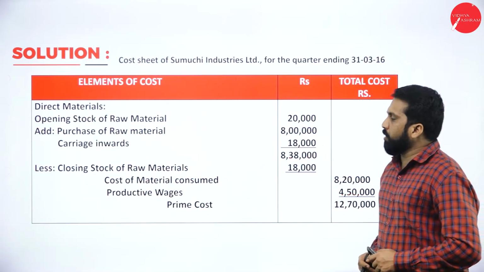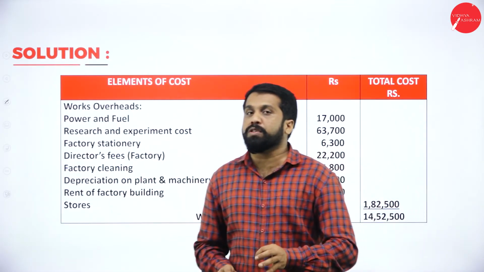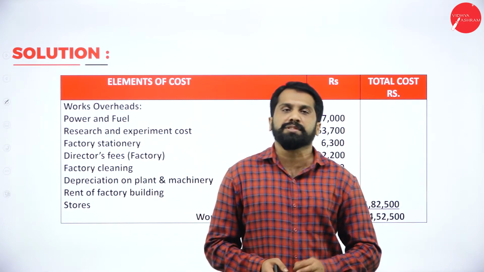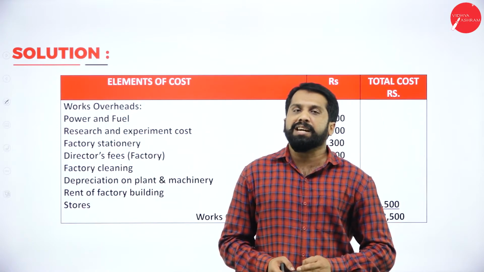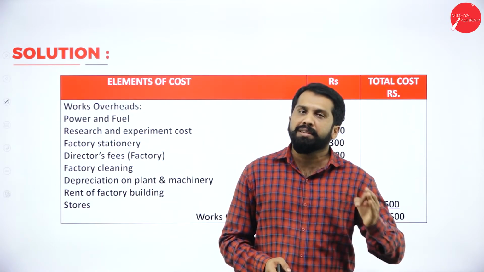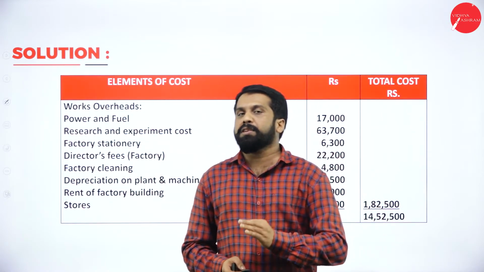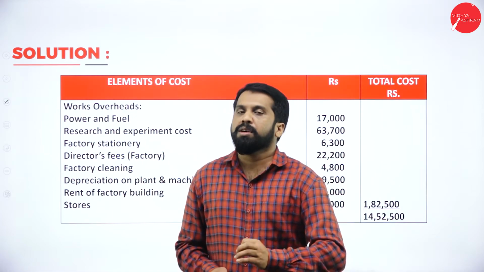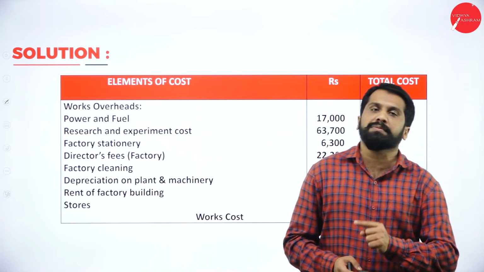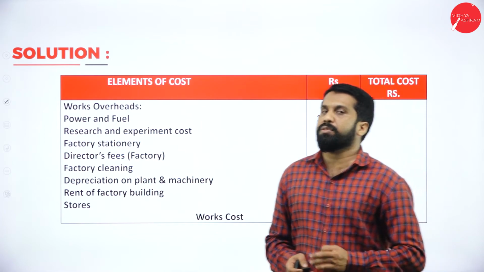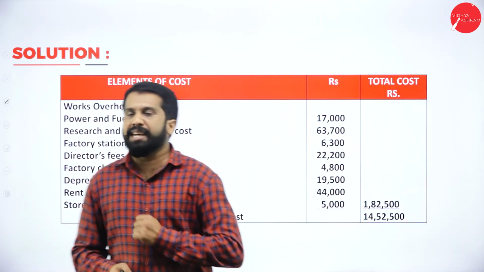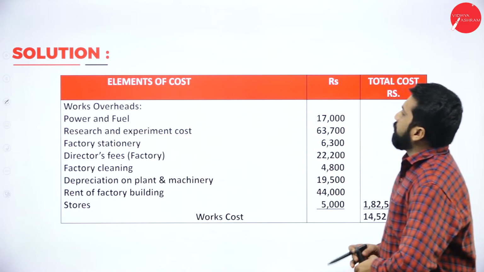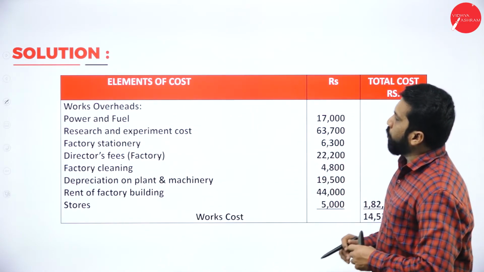Next, they have not given any information about work in progress and finished goods. In 90% of the problems they will not give it. They only start with raw material and end with your prime cost, and they will not give you any information about opening work in progress, closing work in progress, opening finished goods, closing finished goods, so that it will be easy for you. Then, next one will be works overhead.